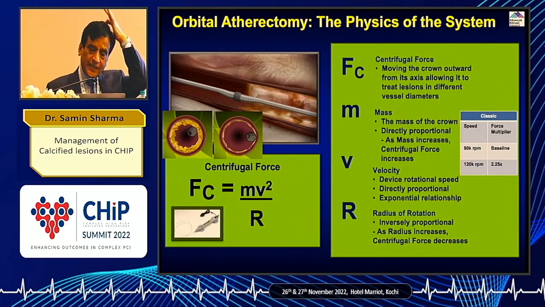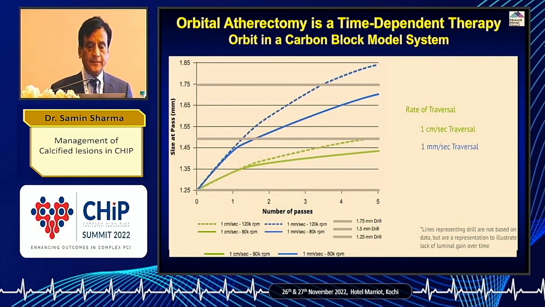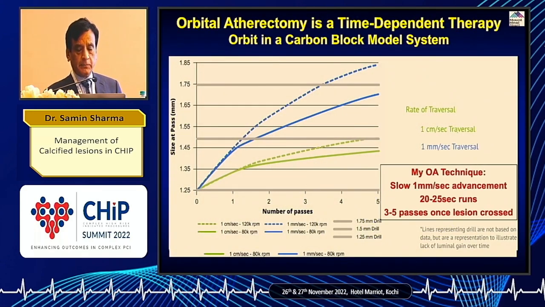Now, orbital atherectomy works, as I mentioned, on the principle of both vertical as well as horizontal axis. You slowly advance 1 millimeter per second. Actually, the first-in-man data for OA were done in India: ORBIT 1, a 50-patient trial. And of course, now it's going to come back. So next year, by the first to second quarter, we'll have orbital atherectomy available in India. Basically, 1 millimeter per second advancement, 20 to 25 second run, 3 to 5 passes once the lesion is crossed.